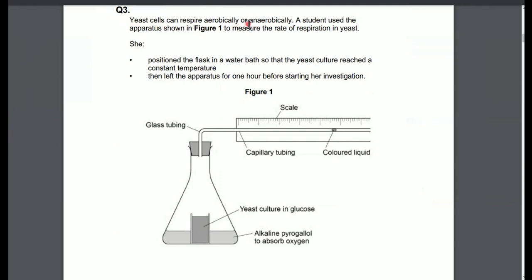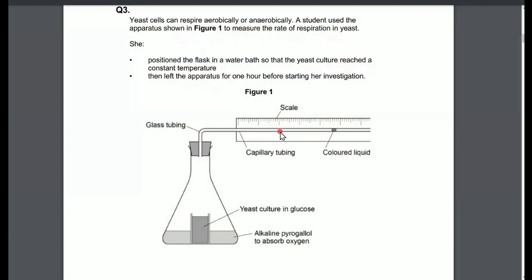Okay, question 3. Yeast cells can respire aerobically or anaerobically. A student used the apparatus shown in figure 1 to measure the rate of respiration in yeast. She positioned the flask in a water bath so that the yeast culture reached a constant temperature, then left the apparatus for 1 hour before starting her investigation.